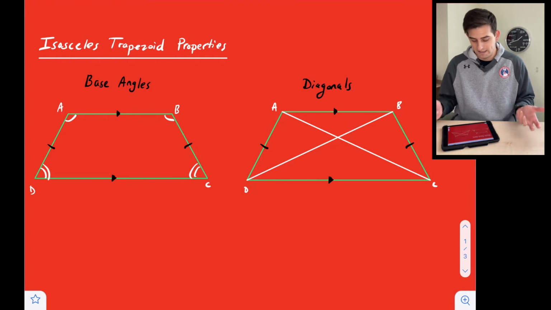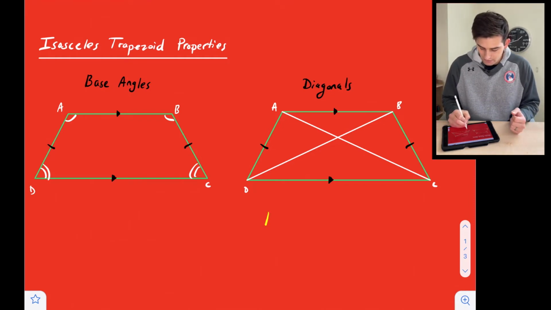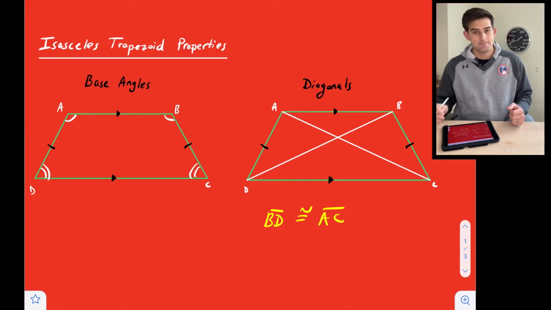Also, one thing about the diagonals: they are congruent to each other. So we could say diagonal BD is congruent to diagonal AC, okay?